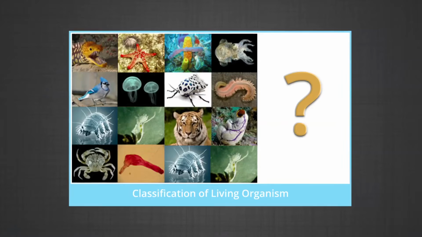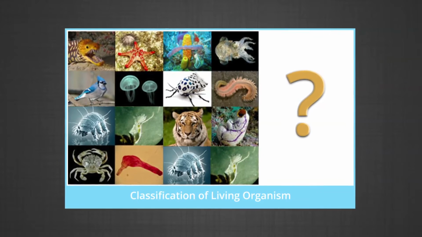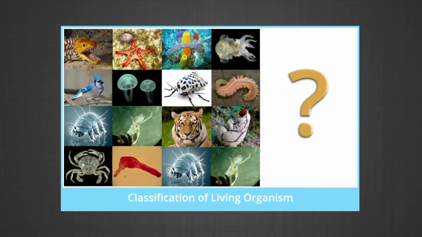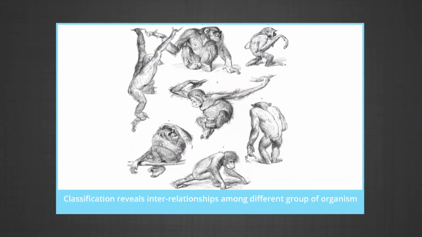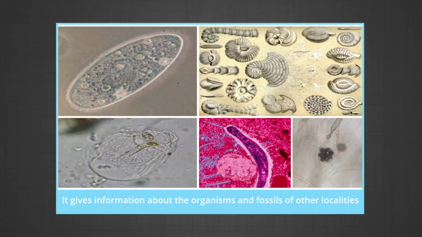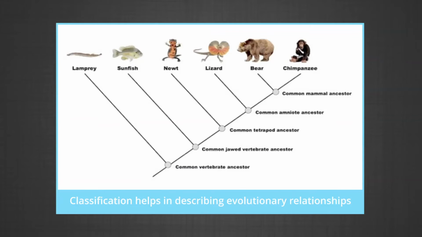Need of classification. Organisms should be classified for the following reasons. Number 1. Classification makes identification and the study of a wide variety of biological organisms easy. It reveals the interrelationships among different groups of organisms. It gives information about the organisms and the fossils of other localities. It also describes evolutionary relationships.